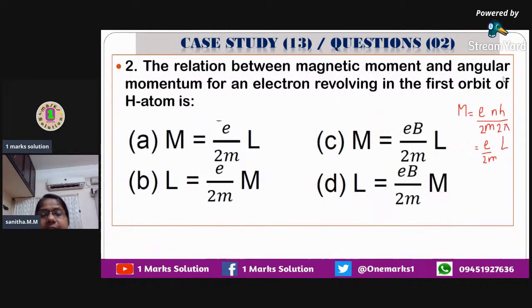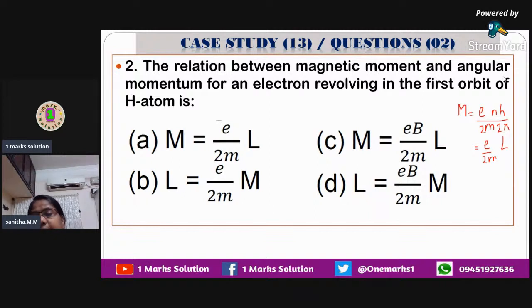Now we can go for the second one. The relation between magnetic moment and angular momentum of an electron revolving in the first orbit of the hydrogen atom. You are studying both postulates. The first postulate is related to stability. The second postulate we are focusing on here is that the angular momentum of the revolving electron is equal to an integral multiple of h by 2 pi. Here we are using that one.